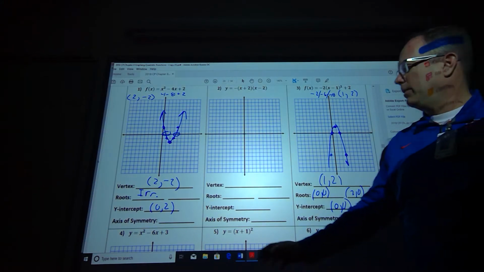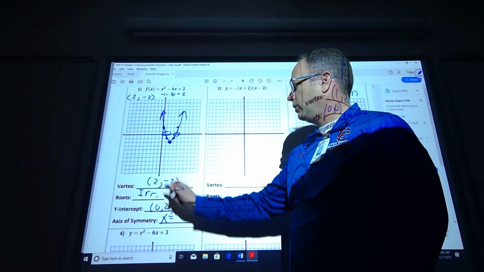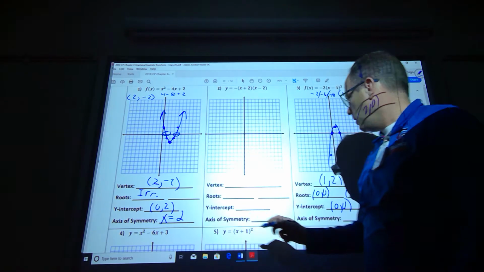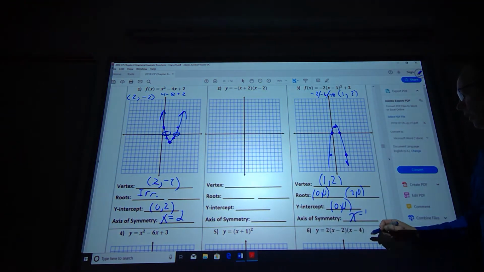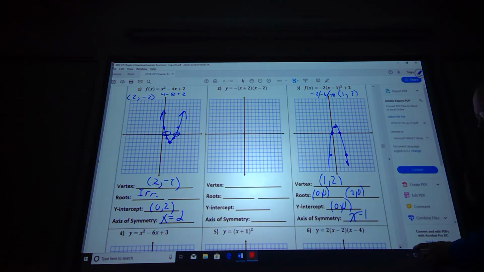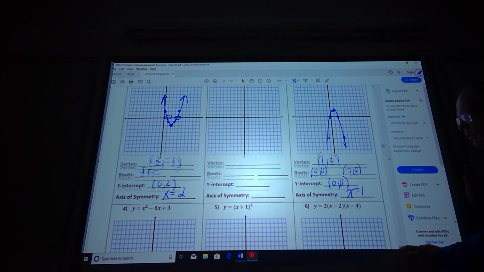Oh, we forgot the axis of symmetry. So remember, the axis of symmetry is the vertical line. So x equals the x component of the vertex, and x equals 1 is on that. So the axis of symmetry is always the x component of the vertex.